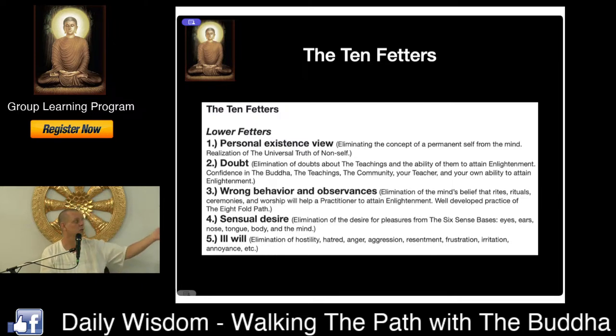Then there's the third one here, which is called wrong behavior and observances. What this is referring to is the moral conduct that you choose to practice in the world. The first part of this is this wrong behavior.